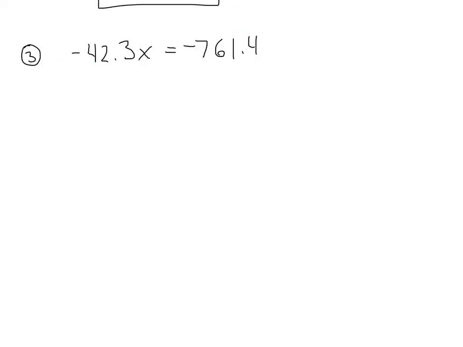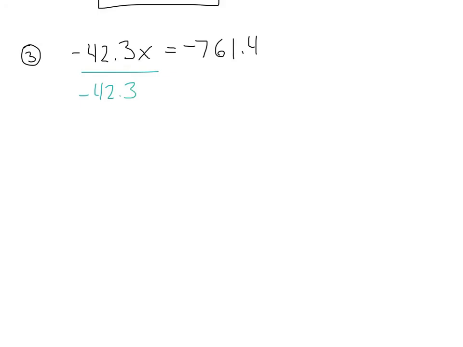All right, so why don't you guys take a second? I want you to try this one. Solve for x and then see what you get. All right, hopefully you saw that. Oh, here's x, and what's happening to x? So he's being multiplied by this negative 42.3. So how do I get rid of that negative 42.3? Well, we have multiplication going on here. What's the inverse operation of multiplication? Division. So divide by negative 42.3.